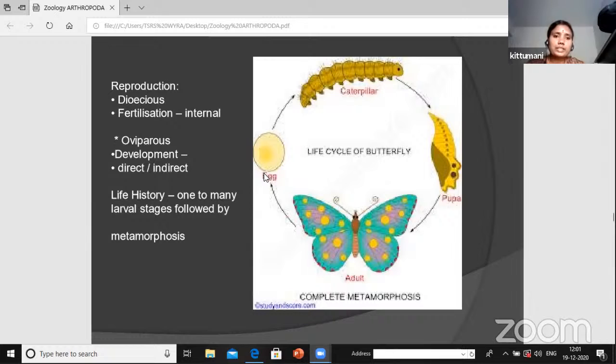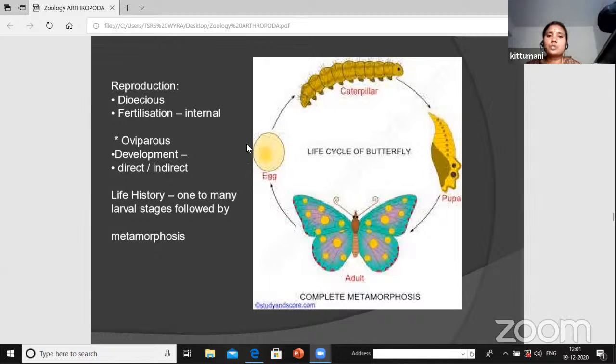Reproduction, meaning the reproductive system. They are dioecious and fertilization is internal. Internal and external are the two types of fertilization we will observe in organisms, but in the case of Arthropoda we will observe internal fertilization, meaning fertilization occurs inside the body, and they are oviparous. This is the new one. Oviparous means they lay eggs.